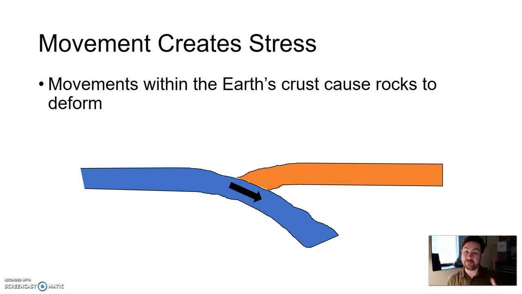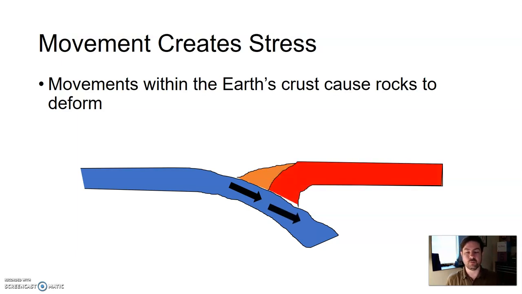So movement of plates. As the tectonic plates move around, driven by mantle convection, which is driven by the heat inside the Earth from Earth's formation and radioactive decay. So driving, again, mantle convection, moving the plates around. It's those movements within the crust which cause rocks to deform.